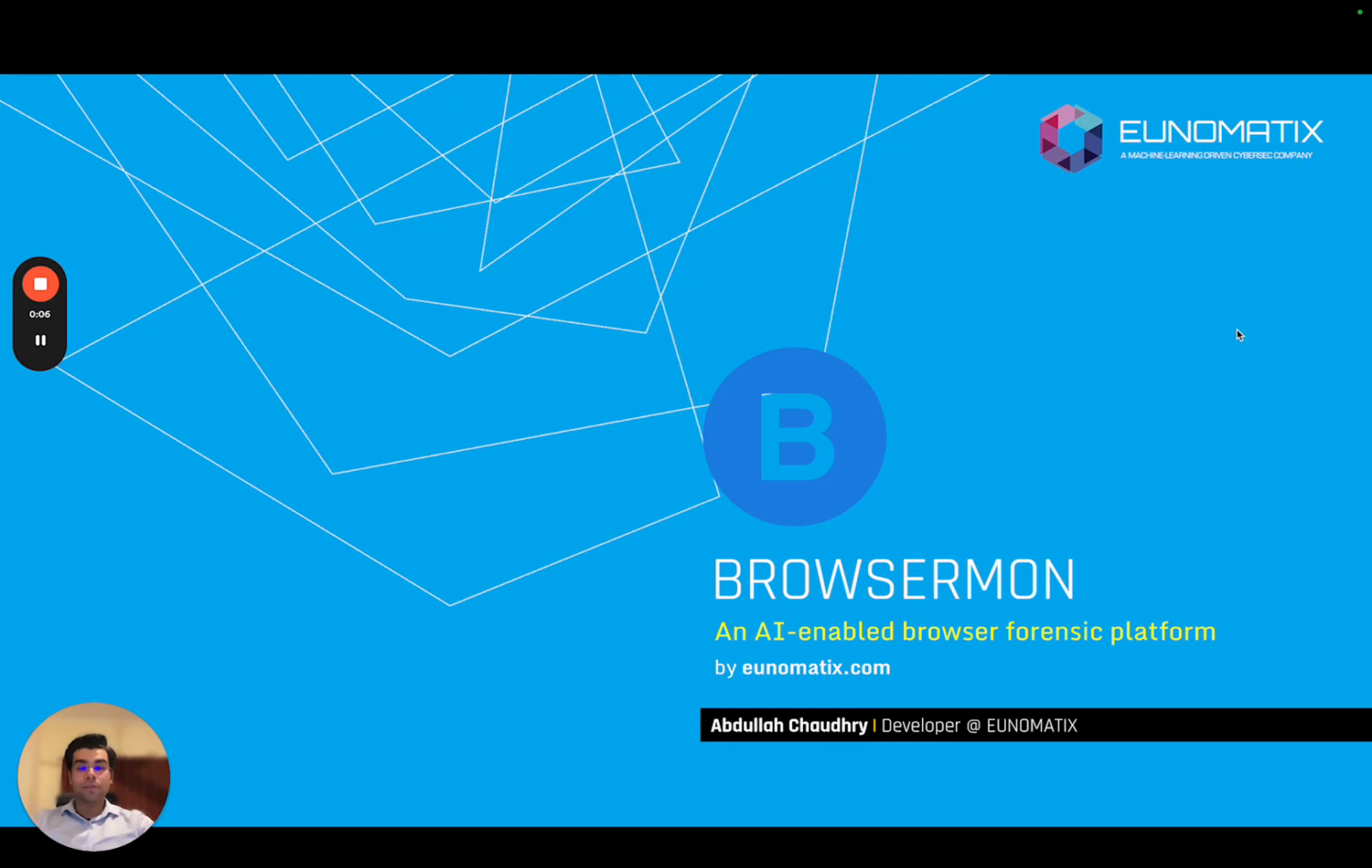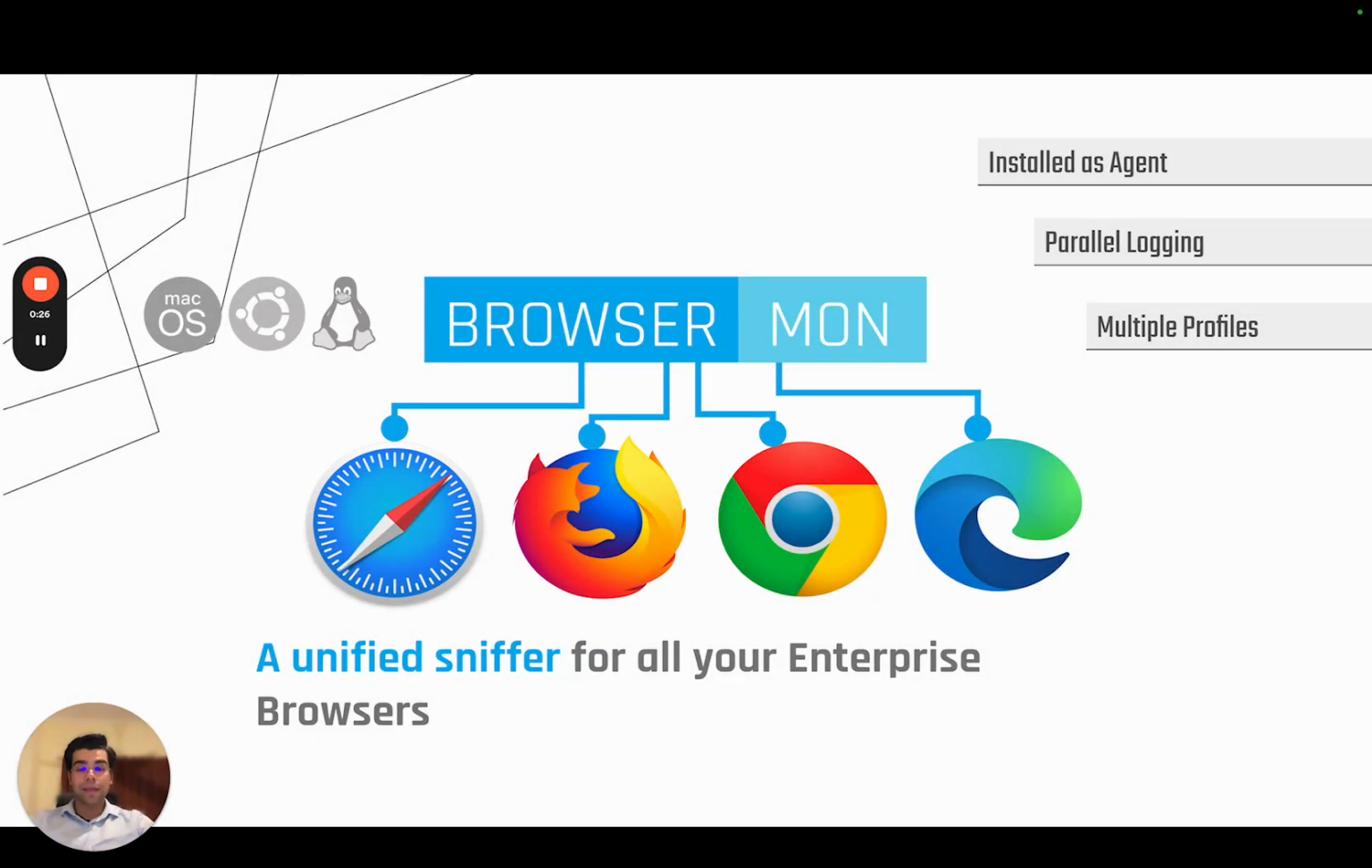BrowserMon is an AI-powered platform for browser forensics which provides insights into an enterprise's browsing activities. Now, monitoring and logging your enterprise's browsing activities can prove to be very beneficial, as it can help you to identify things like insider data threats or data breaches. BrowserMon basically acts as a unified sniffer for all your enterprise's browsers.